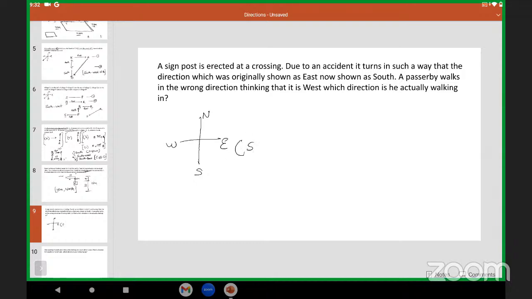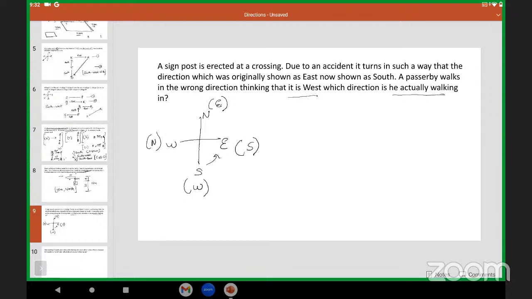So if this becomes south, which means every direction will go in an anti-clockwise manner. So this will become east, this will become north, and this will become west. Okay, so now a passerby walks in the wrong direction thinking that it is west. In which direction is he actually walking?